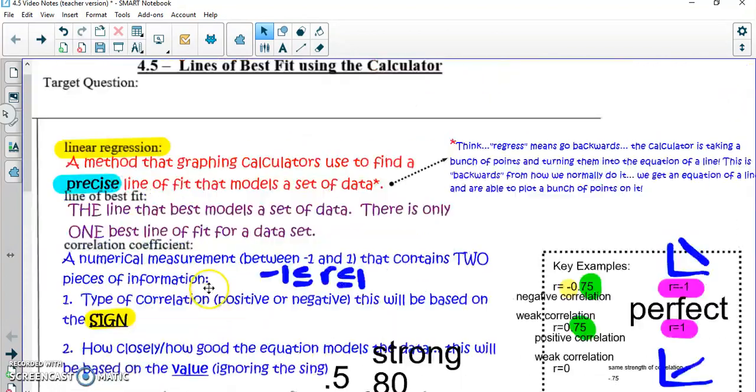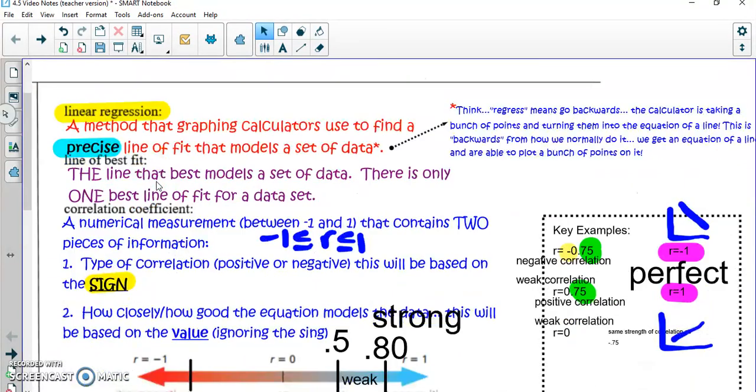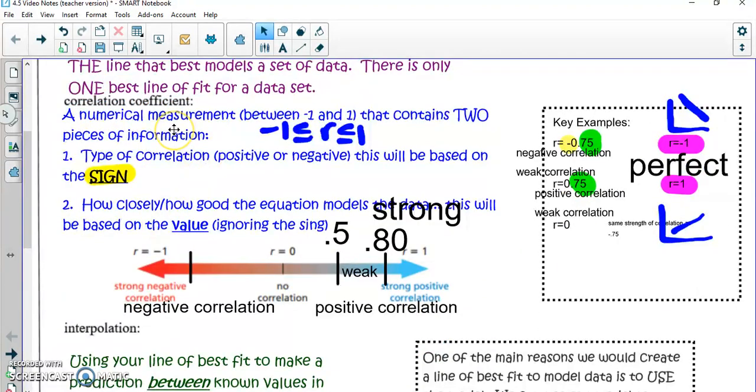So again, just summarizing, we're going to be using calculators and technology to create lines of best fit. When the calculator does it, it's called a linear regression. The calculator then is able to give us the best line of fit that it could possibly make. And the way that it determines that is by calculating an R value. An R value tells us how well our model, in other words, our line, fits a set of data. It tells us two things: the type of correlation, whether it's a positive correlation or a negative correlation, and how good it does that.